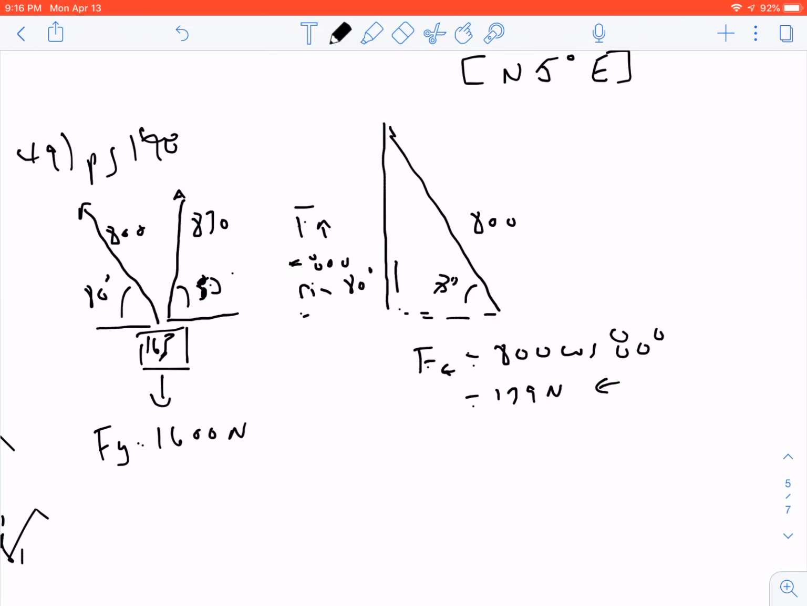That way. And this one is 788 newtons up. Okay, so there's my first vector, my first applied force.